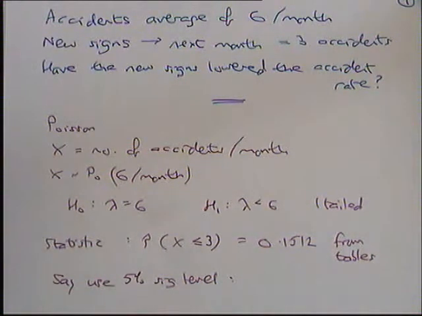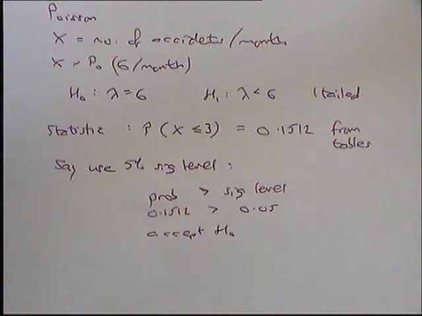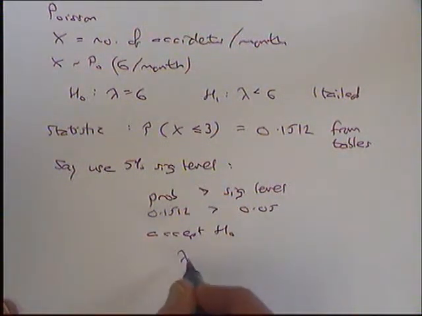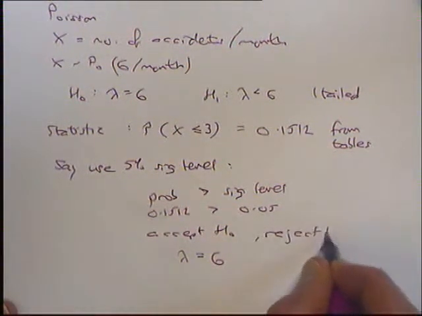It's greater than 5%, so we accept H0. Yes, we have here our probability is greater than our significance level, so we would accept H0. In other words, there's a 15% chance this could have happened without any change to the signs anyway, under the null hypothesis. So it's definitely not significant. So we'll accept H0, that lambda is still 6, and we will therefore reject H1.